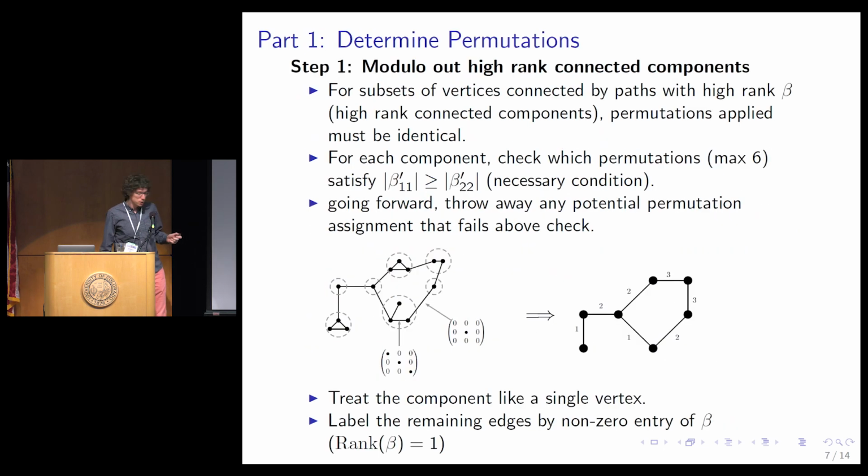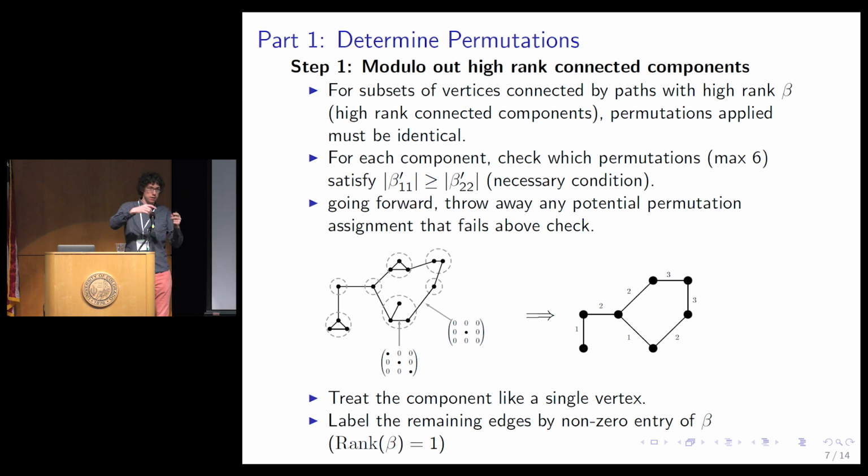So let's proceed. The first part is to determine which permutations to apply to the vertices. And the first thing we need to do is identify sets of vertices connected by paths which are composed of edges which have high rank beta matrices. I'm going to call these high rank connected components. And on these high rank connected components, the permutations that need to be applied at these vertices must all be identical.